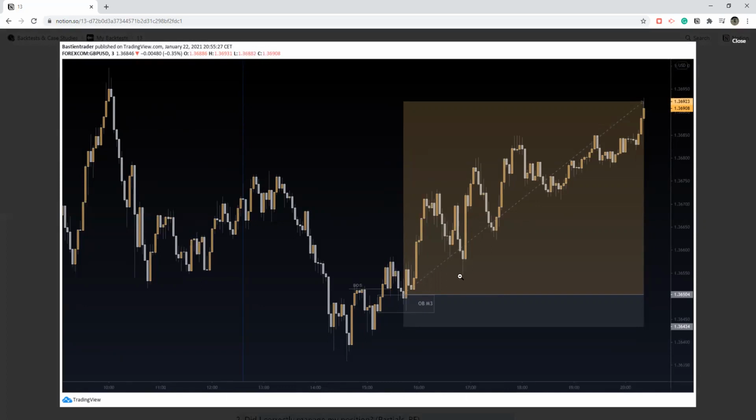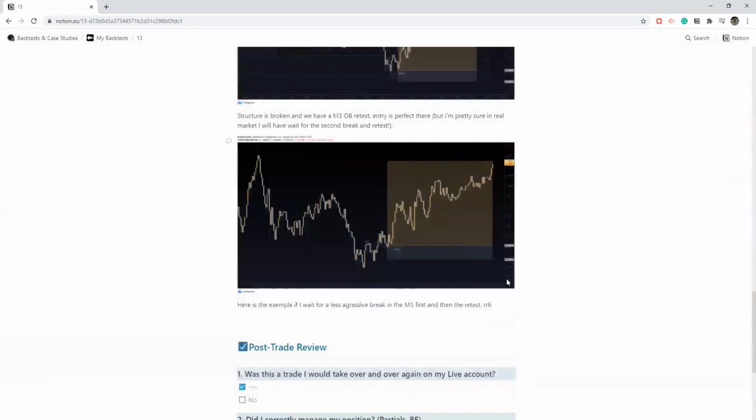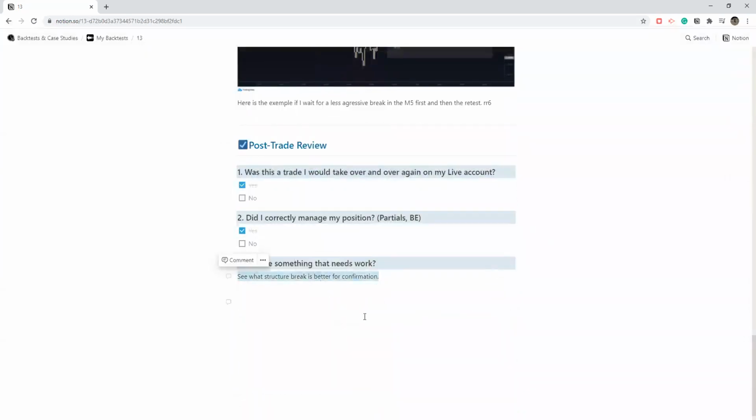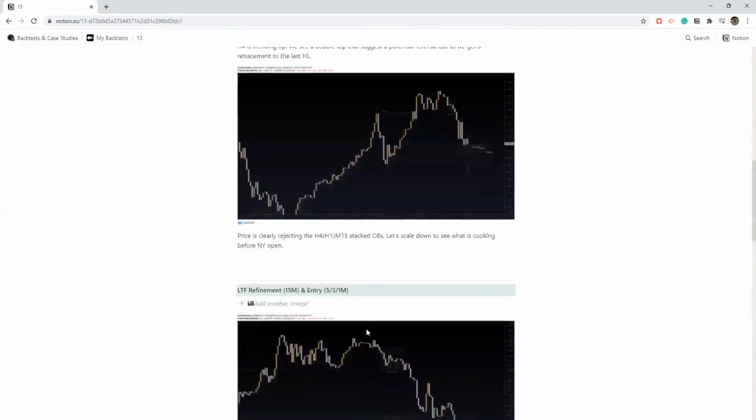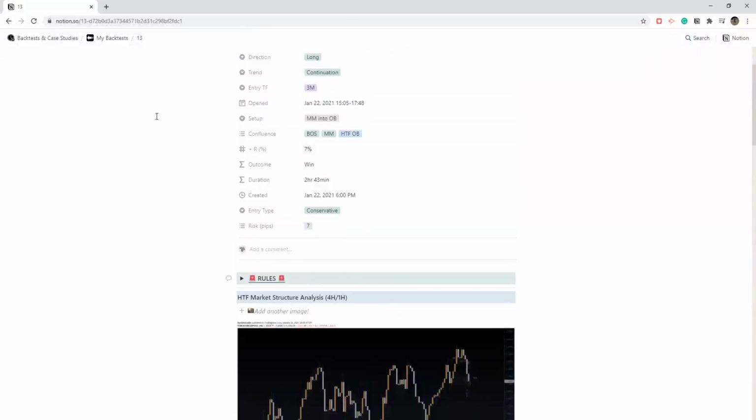Yes, absolutely perfect. And then you can see as well right there, this is another entry right here. This one, push up, pullback, didn't mitigate this one, but that is perfectly fine. And then we go to the upside. See what structure break is better for confirmation. And this trade yielded a nice 7%. Beautiful.